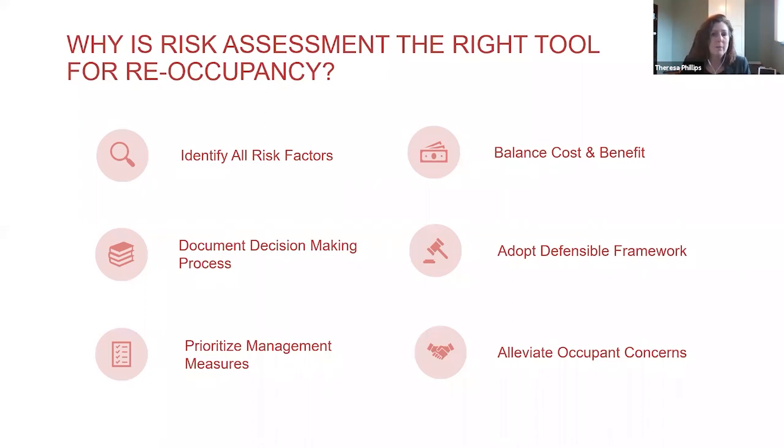So it makes sure that you're not duplicating management measures or spending money on something where there's a suitable alternative. In addition to that, as I said on my previous slide, we believe that Health Canada and various other regulators would endorse this approach, so it would entail adopting a defensible framework. And it also would alleviate occupant concerns, because it gives you something tangible that you can use to aid in your communication, put people's minds at ease, and demonstrate transparency. Next slide.